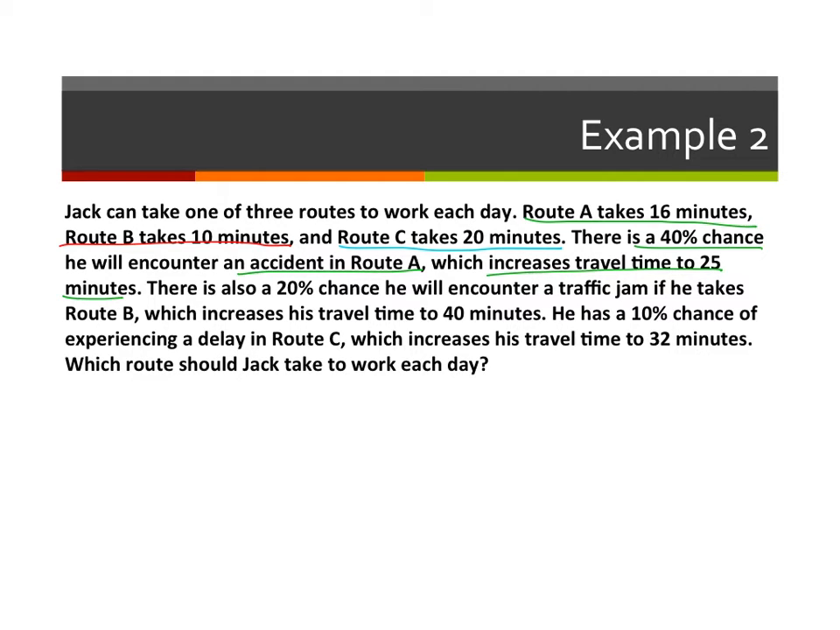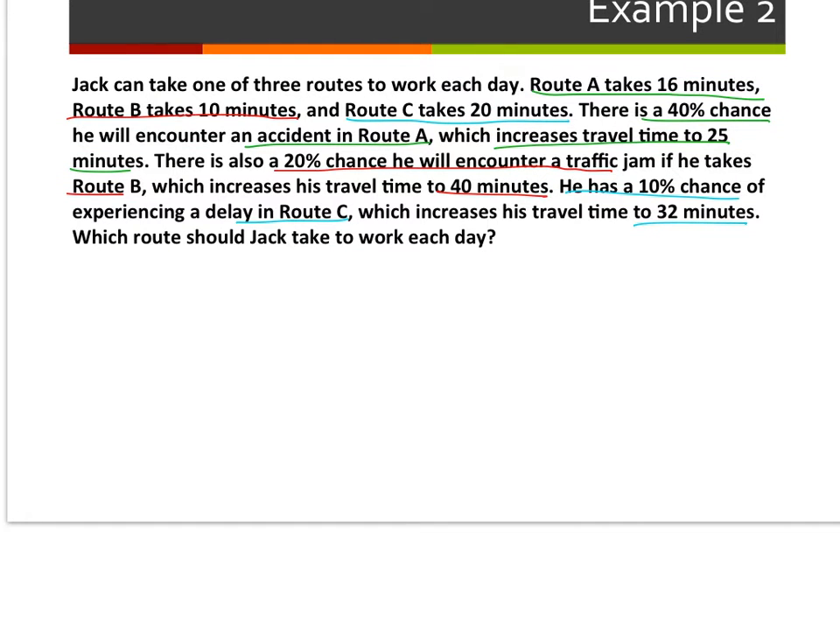There's also a 20% chance he'll encounter a traffic jam on route B, which increases his travel time to 40 minutes. And he has a 10% chance of experiencing a delay on route C, which will increase his travel time to 32 minutes. Which route should he take to work each day? So we're going to set this up by comparing all 3 routes.